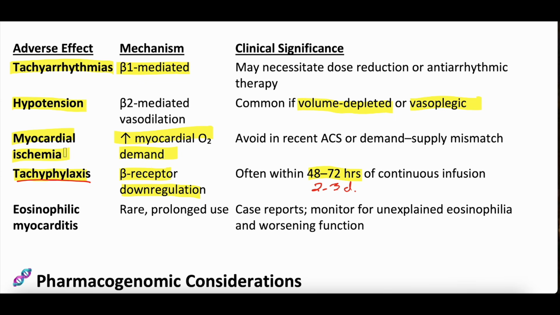And then this is rare, but eosinophilic myocarditis. This is with prolonged dobutamine use. It's really only case reports, but if you get eosinophilia, or high eosinophils, and worsening cardiac function, sometimes it can be because of this eosinophilic myocarditis, but this is really prolonged use. This is not something you're just going to see in a couple days in the ICU.